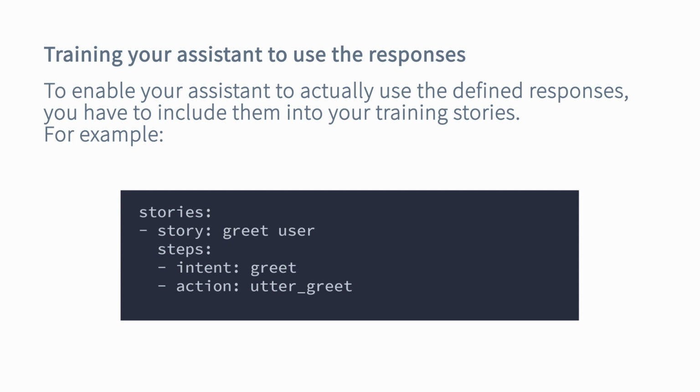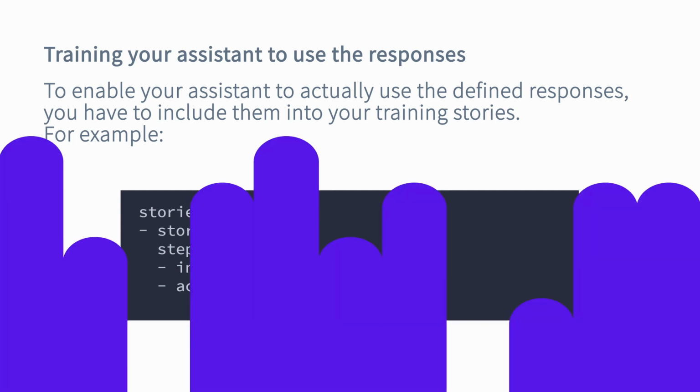So for example, here we have a very simple and short story, greet user. And there are only two steps. One of them is the user's intent when the user sends a greeting message to the assistant. And the response of the assistant is an action, utter greet. And utter greet is the response template that is defined inside of your domain.yaml file.